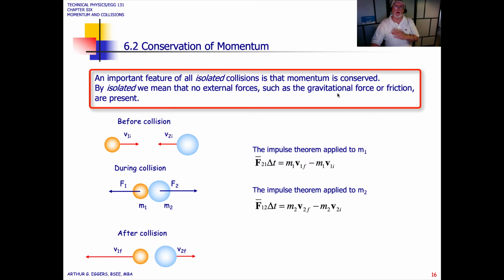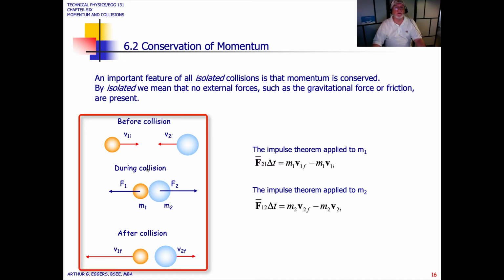So we are doing away with the things that are normally there, gravitational force and friction, but we're going to create a perfect world here where we isolate what's going on. So what we're going to do here is look at a couple of different types of events that occur in a collision. So we have before collision, during collision, and after collision.